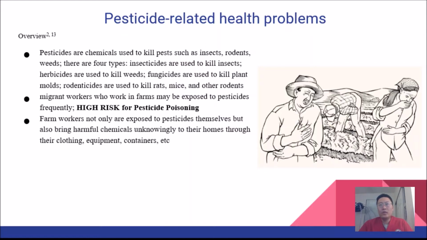Migrant workers who work in farms may be exposed to pesticides frequently. They're at high risk for pesticide poisoning. And also, our farm workers not only are exposed to pesticides themselves, but also they can bring harmful chemicals unknowingly to their home through contamination on their clothing, on the equipment, unknowingly bring empty containers, etc.